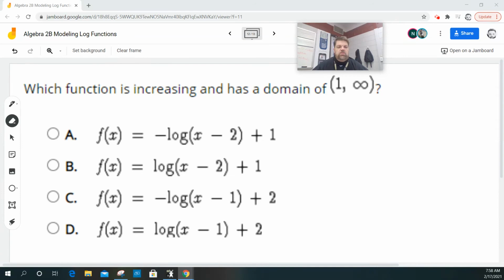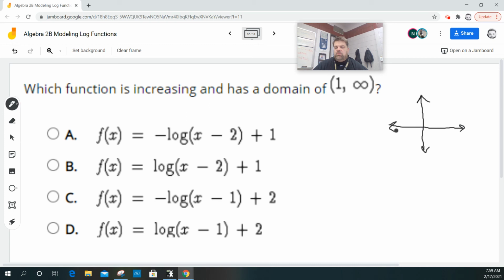All right, so this one says, which function is increasing and has a domain of 1 to infinity? So let's unpack this a little bit. I noticed that all of these are the common log, and that means they're a transformation of the common log function, right? So we've got to think of the parent function first, and then we are going to transform that and determine what the domain is.